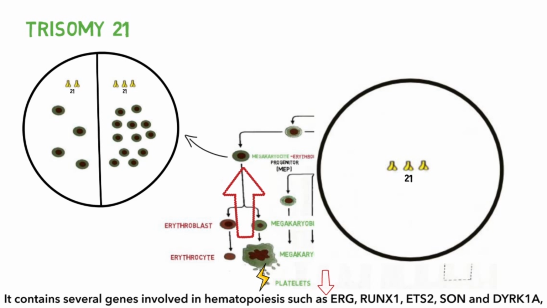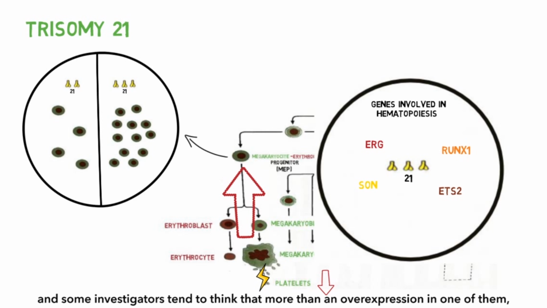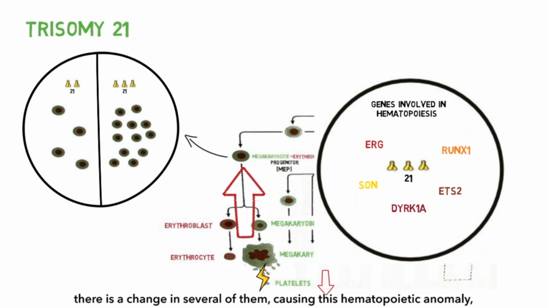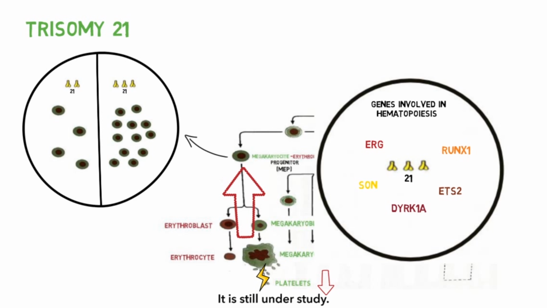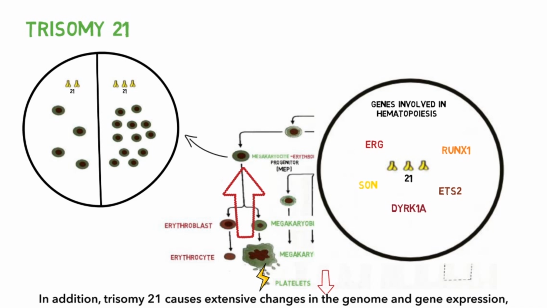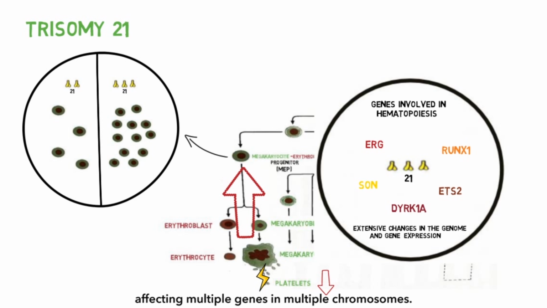It contains several genes involved in hematopoiesis, such as ERG, RUNX1, ETS2, SON, and DYRK1A, and some investigators tend to think that more than an overexpression of one of them, there is a change in several of them, causing this hematopoietic anomaly, although some scientists believe that some have an effect greater than the others. It is still under study. In addition, trisomy 21 causes extensive changes in the genome and gene expression, affecting multiple genes in multiple chromosomes.